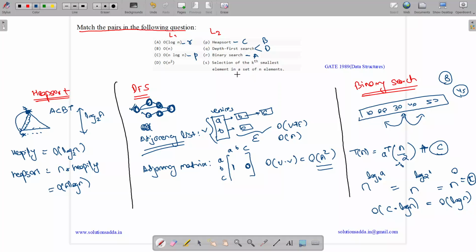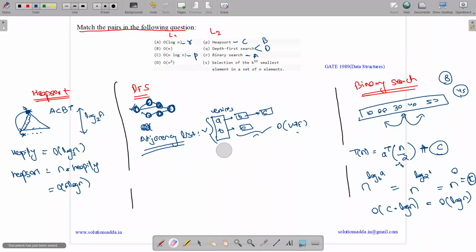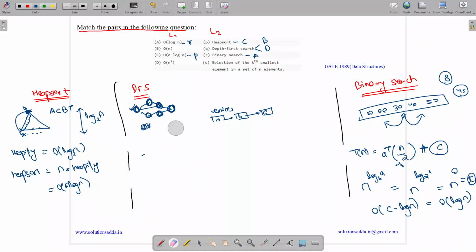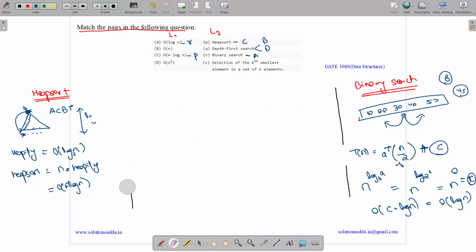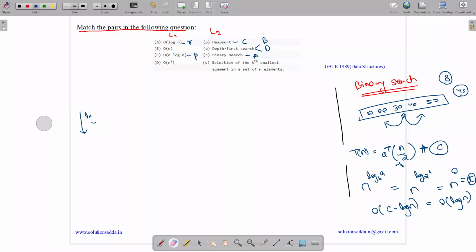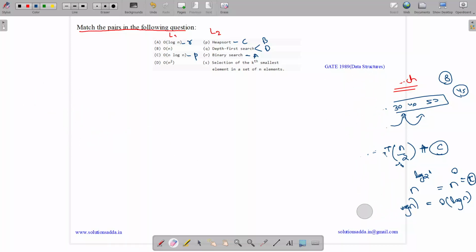Now we have this selection procedure, which is we want to find the kth smallest element. So basically we have many methods for finding the kth smallest element, but I will tell you the most efficient one. First, let me tell you what will be the less efficient method for finding the kth smallest element.